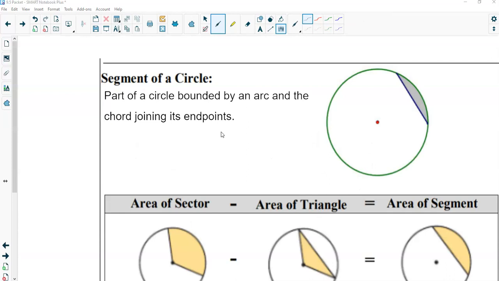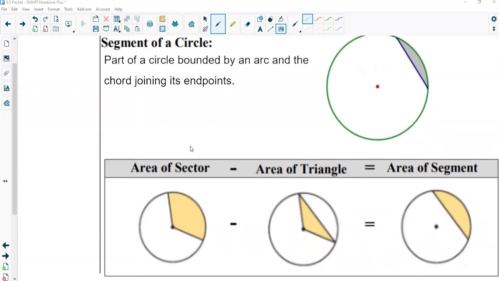Okay, the next part is how to find the area of a segment of a circle. A segment, as you can see, is when I have this chord right here where it touches two points on the circle and leaves a segment. That's called a segment. It's part of a circle bounded by an arc and the chord joining its endpoints. So what you see here, how do I find that?